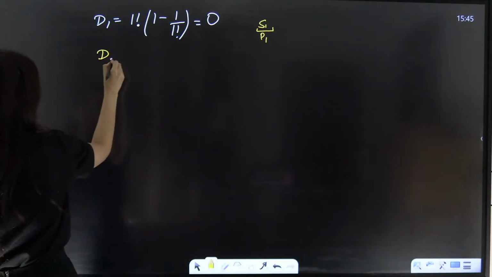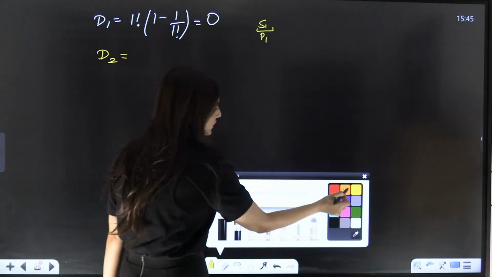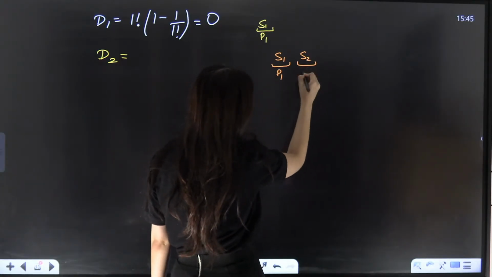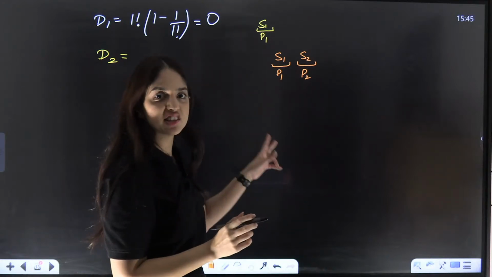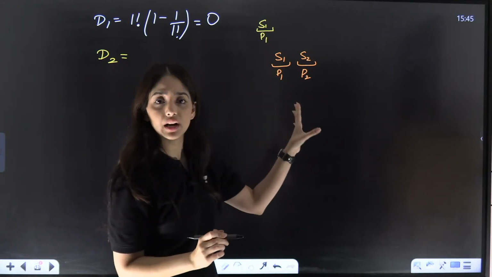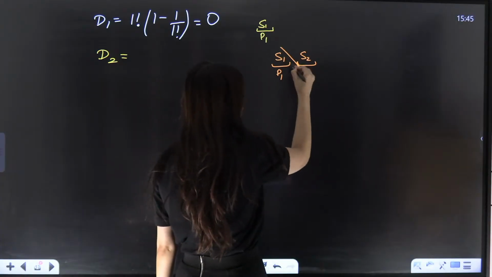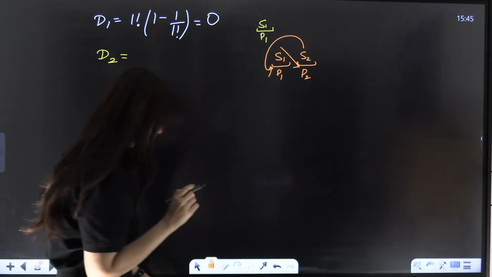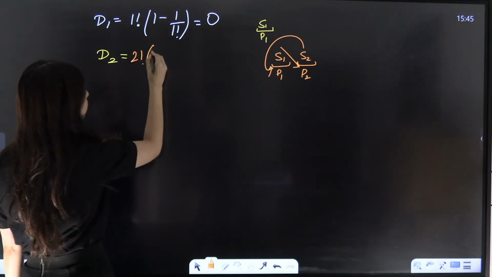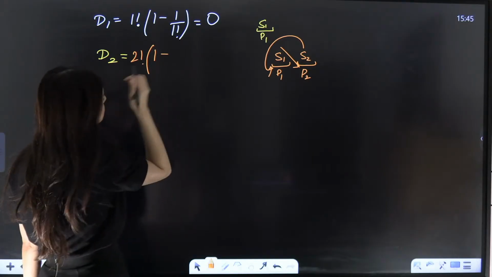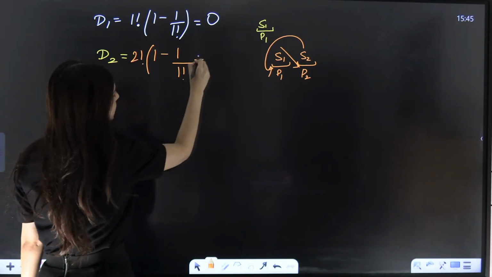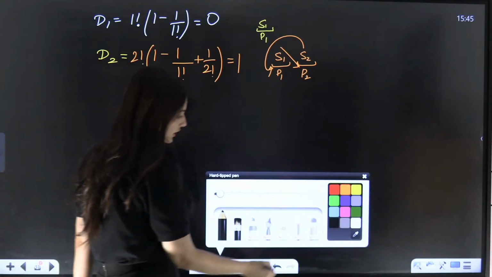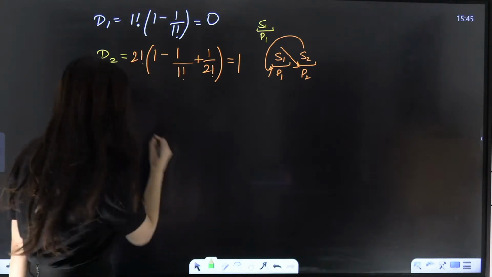Now D2. D2 is, there's S1 in place P1, there's S2 in place P2. We want such an arrangement such that these two are not sitting in their original spots, which means S1 has to sit here and S2 has to sit here, right? Only one possibility. Let's verify, is that what we are getting? 2 factorial into 1 minus 1 by 1 factorial plus 1 by 2 factorial. So yes, this comes out to be 1. Correct? Similarly, let's see D3.